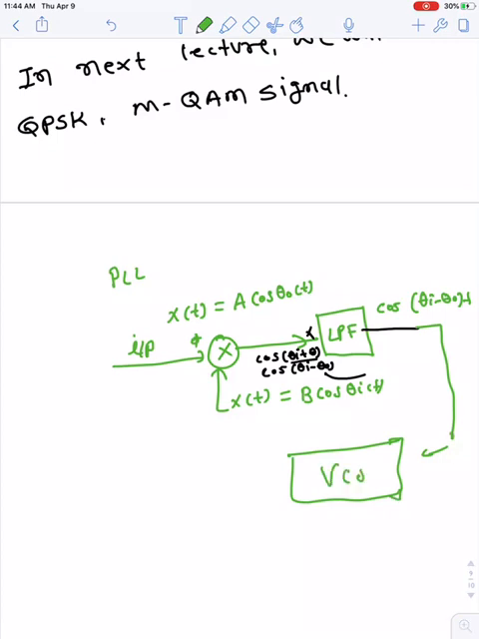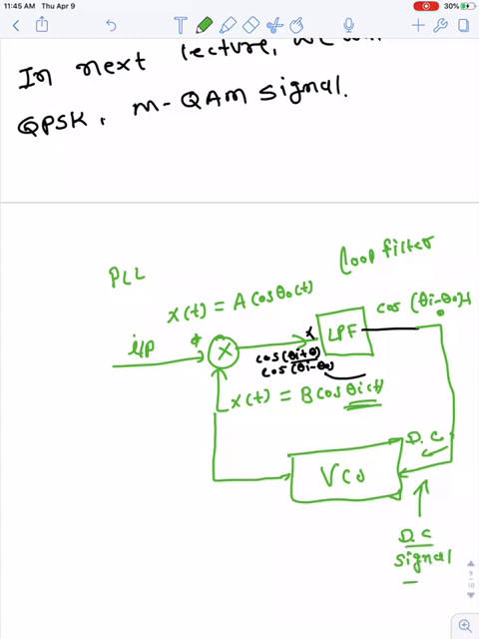So the voltage controlled oscillator will convert the DC value of the signal to another frequency component. We are here getting cos theta I of t, the new value of theta I of t. This one is known as a loop filter. This is the voltage controlled oscillator. The input is the DC signal, and the DC signal is basically the difference between these two signals: the incoming and the locally generated one. So this is the incoming signal, and this is the locally generated signal.